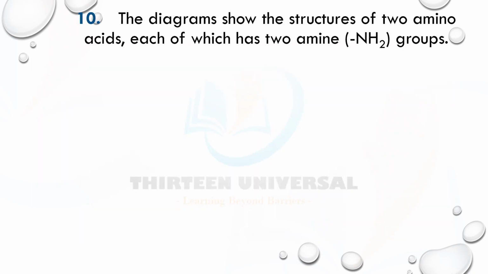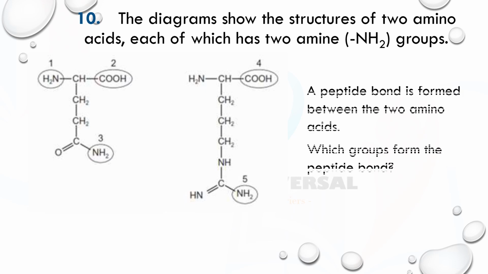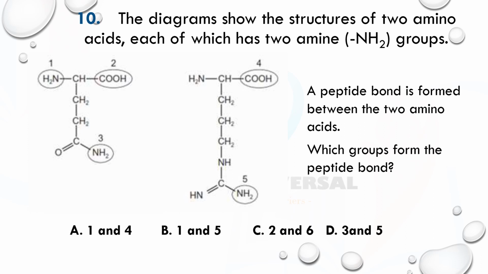So the diagram shows the structure of two amino acids. Yes, I wanted to solve this question. I saw something like this. A peptide bond is formed between the two amino acids. Which groups form the peptide bond? So you solve it. Remember, pause this video and solve it.